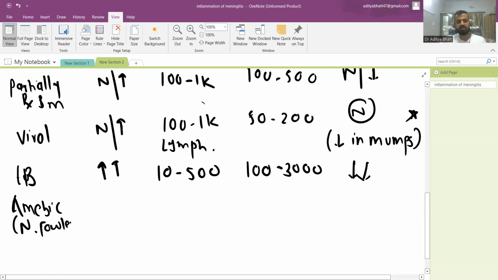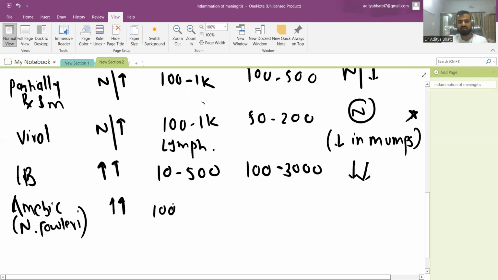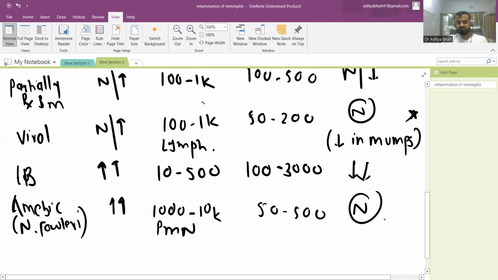Okay, Naegleria fowleri. And granulomatous is caused by, please comment down below if you know. If you don't know, I'll tell you, it is Acanthamoeba. It also causes corneal ulcer, the lens one that you might have read in ophthalmology. So in the acute amoebic encephalitis, the pressure is elevated, the WBC count is 1000 to 10,000 and PMN predominant, the protein is 50 to 500 and glucose is normal.